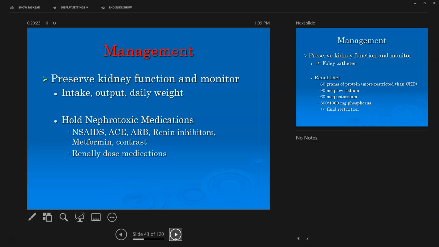But in terms of management, of course, we want to be preserving kidney function, right? So these are the basic nursing things: intake, output, daily weight, basic stuff. You want to be monitoring their volume status. All of those nephrotoxic medications that we give are contributing to the picture. Hold all of those, right? You're not going to still give diuretics to somebody who's in prerenal failure because they're dehydrated. That doesn't make sense.